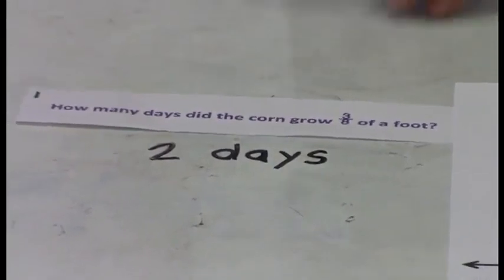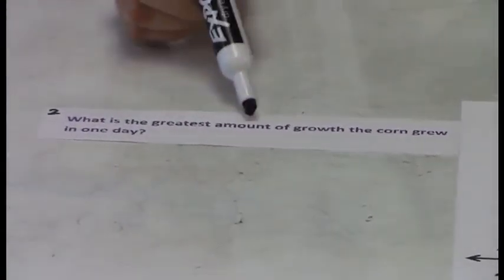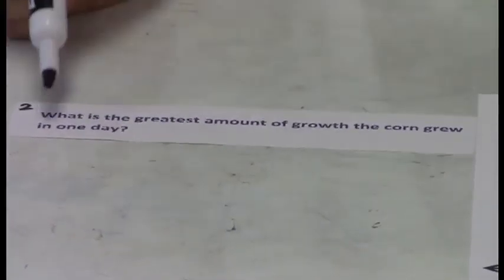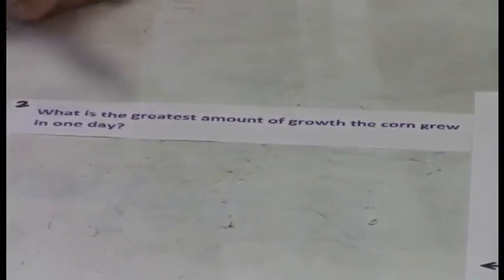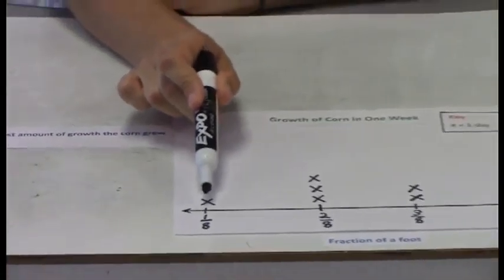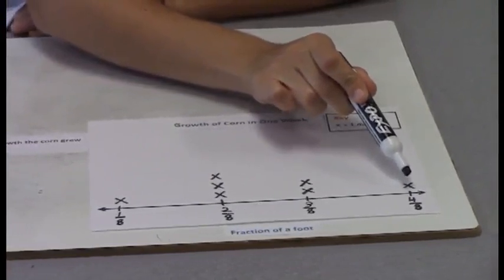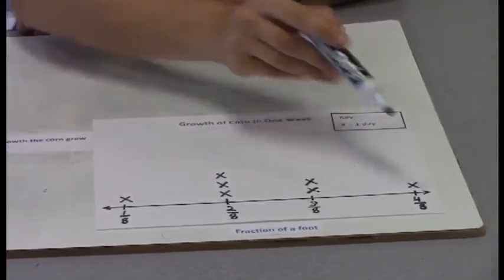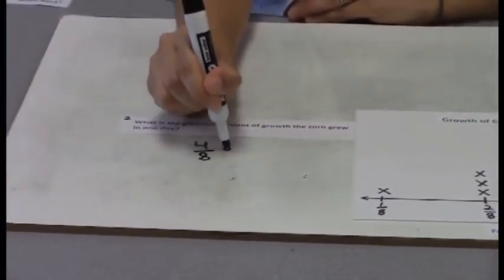This one's a little bit harder. This question says, what is the greatest amount of growth the corn grew in 1 day? So we're looking for the greatest amount of growth in 1 day. So looking at my line plot, I can see that the greatest amount of growth would be 4/8 of a foot. So the answer to this question would be 4/8 of a foot.